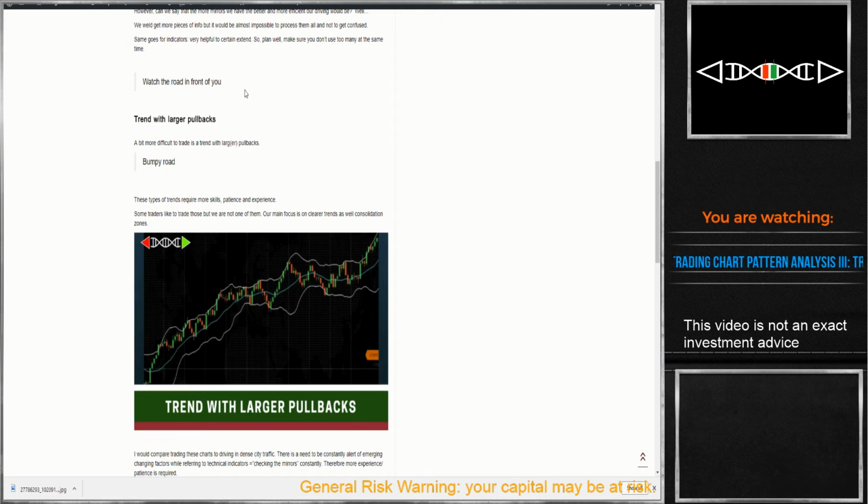You should be watching the road in front of you, which is the chart. That refers to so-called price action. Price action is when you watch the candlestick speed, the chart speed and emerging patterns.